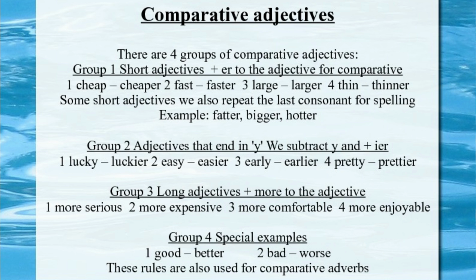I now want to look at the second group of adjectives. In these, the adjectives end in y. But when we change them to comparative adjectives, we don't use the y, but we add ier. So let's have four examples of group two. Number one, lucky changes to luckier. Two, easy changes to easier. Three, early changes to earlier. And number four, pretty changes to prettier.